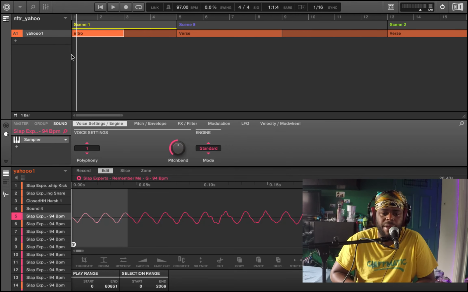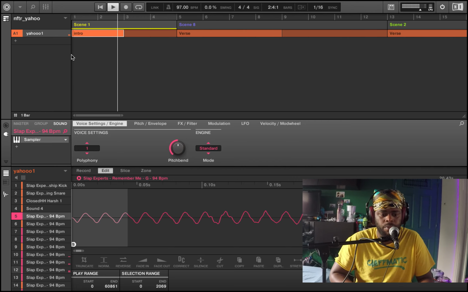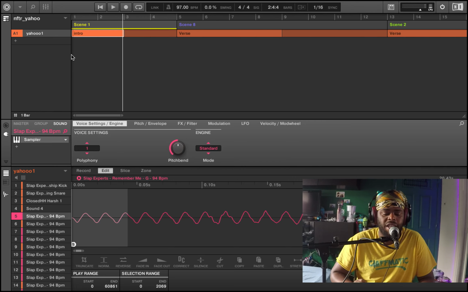I'm Clafmatic and I'm going to show you guys how to get rid of those pesky little phase clicks inside a machine. Now, if you're new to producing or you don't know what phase clicks are, those are the little pops and clicks you hear at the beginning or end of your sample, kind of like this. Annoying? Yes, I know. You can't get rid of them by putting a snare or a hi-hat over them. There is only one way to get rid of them.